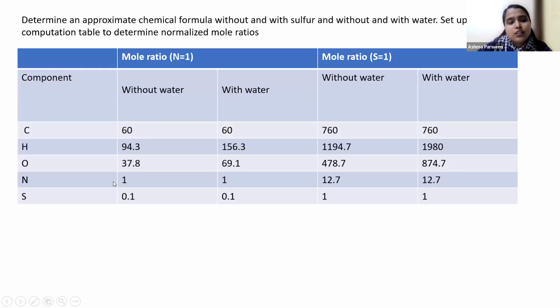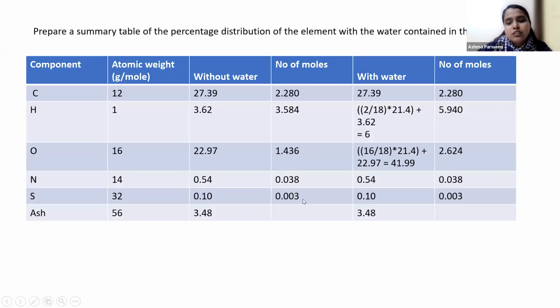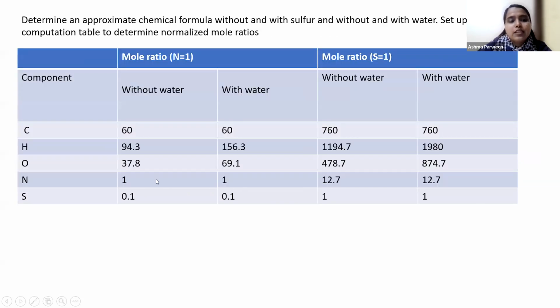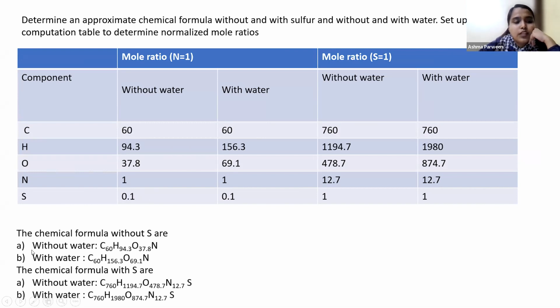So what I have done, I have taken the nitrogen as 1 and divided all the moles of carbon, hydrogen, nitrogen, sulfur by the number of moles of nitrogen, that is 0.038. So we will get carbon as 60, hydrogen as 94.3, oxygen as 37.8, nitrogen as 1 mole, and sulfur we are not touching because we have to find the formula without sulfur. So without water we have this as the mole composition.